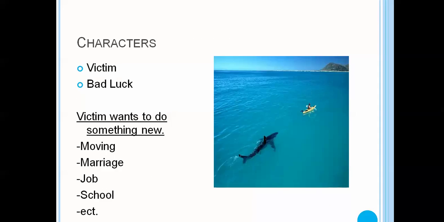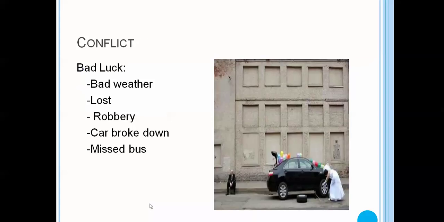All right, so here you have the victim and you have bad luck. Maybe the victim wanted to do something new. Maybe they were moving, getting married, getting a job, going to school. Oh, like this guy, he decides he's going to go on a boat today. So just think about what it is that the victim, or your character, wanted to do. Okay? When it comes to bad luck, it does not necessarily need to be another character. It can be just misfortune. It could be bad weather, they got lost. It could be maybe a thief, maybe they got robbed, maybe the car broke down, maybe they missed the bus, their phone broke. There's a lot of bad luck things that could happen to you. It's not necessarily a character, but it is something that happened to you.